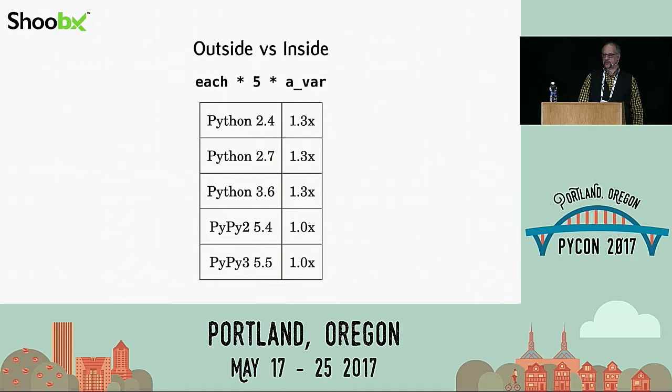PyPy still succeeds in optimizing this, unless you have a power in the calculation of the constant, where calculating it outside of the loop now gets to be a lot faster. 30 times on PyPy 5.4, and on PyPy 5.5, it's just 2 times again, which is really funny.